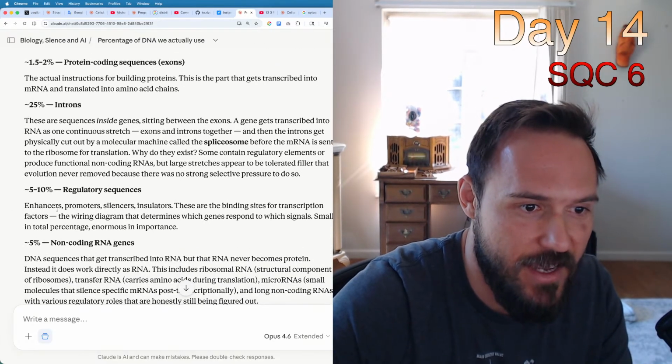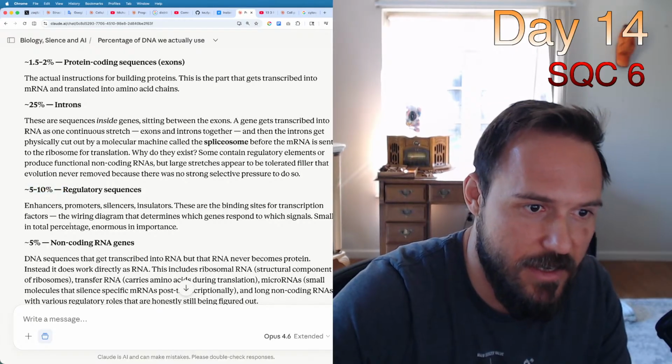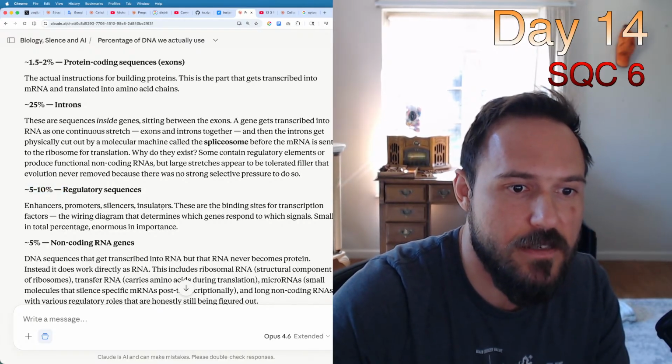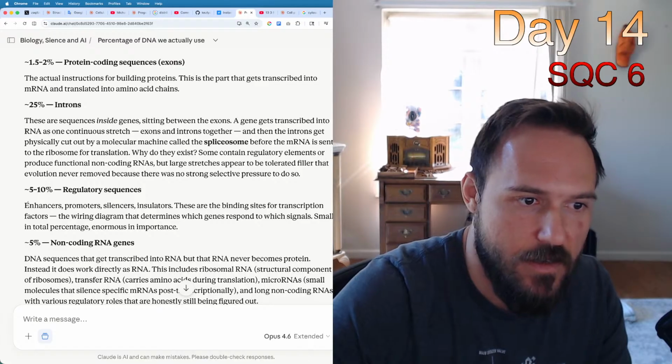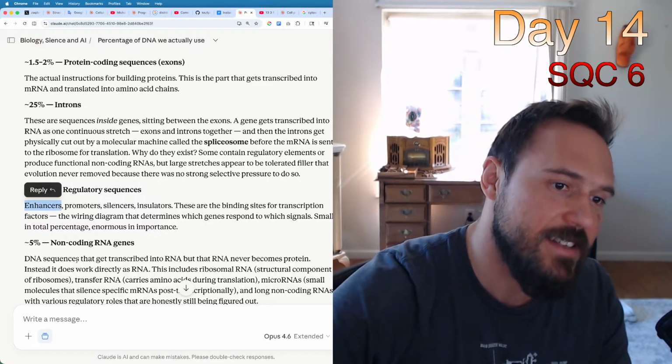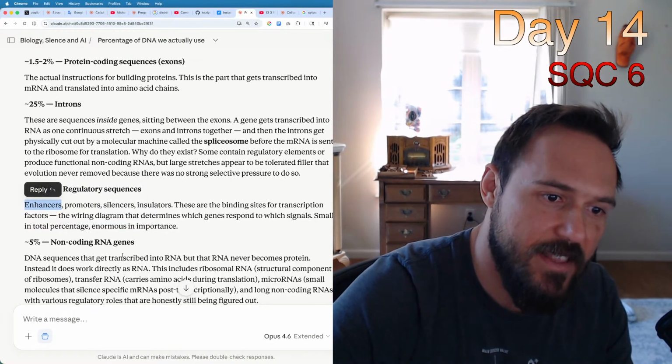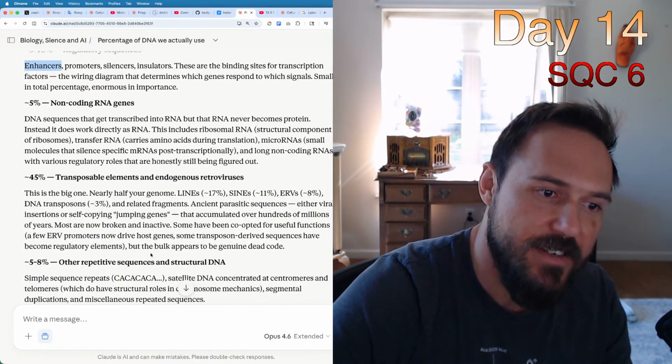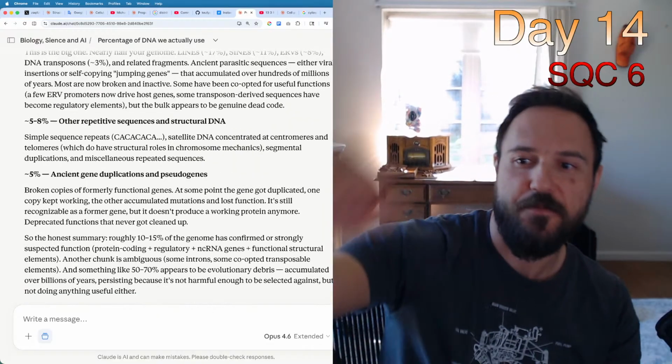Regulatory sequences: enhancers, 5-10%, promoters, silencers, insulators. Enhancers, this is interesting. So non-coding RNA genes, we're going to go back to that. That was fun.